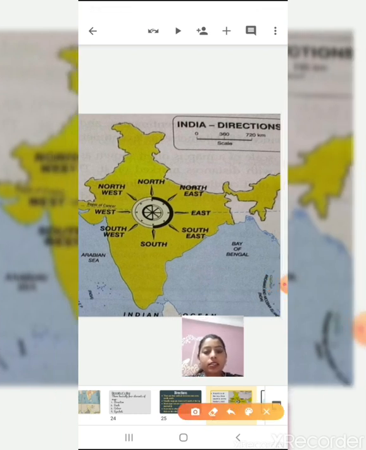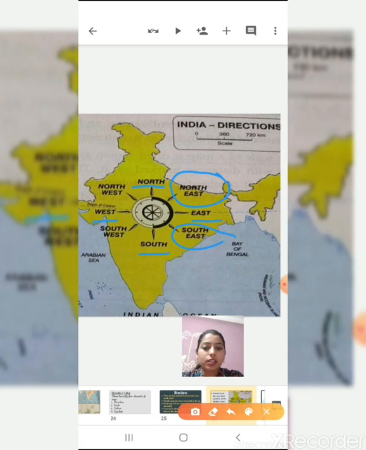is at the top, south is at the bottom, east is to the right and west is to the left. The direction between north and east is called northeast direction. South and east is called southeast direction. South and west is called southwest direction, and north and west is called northwest direction. Understood?